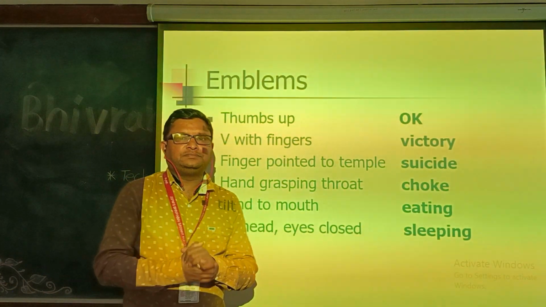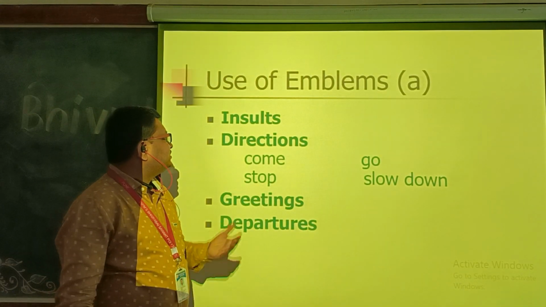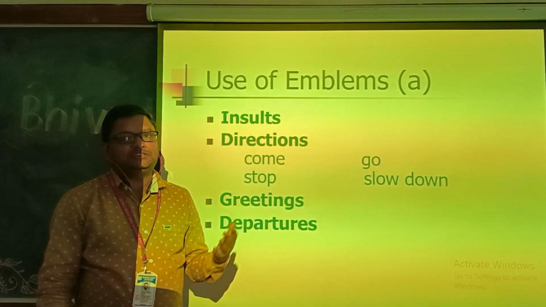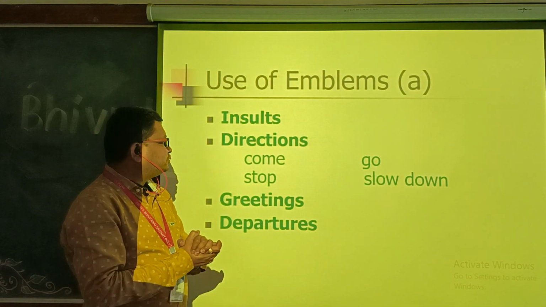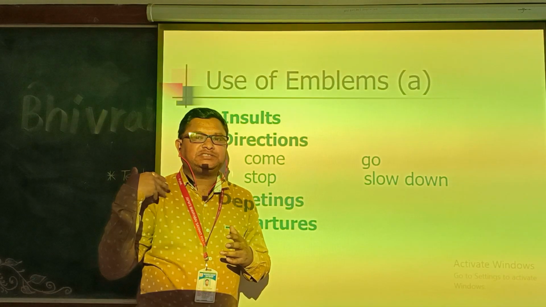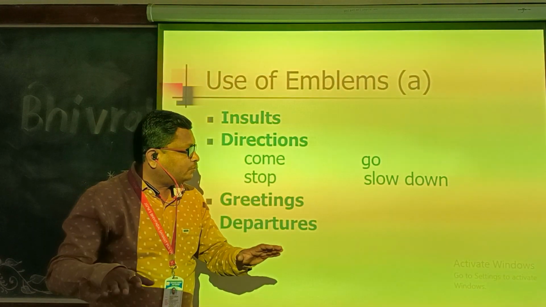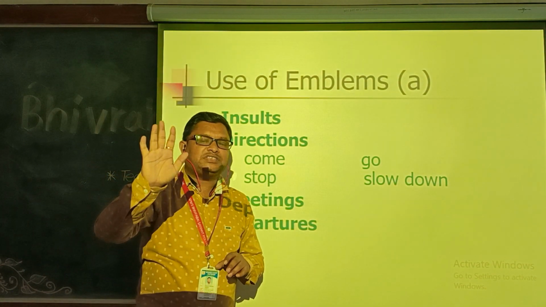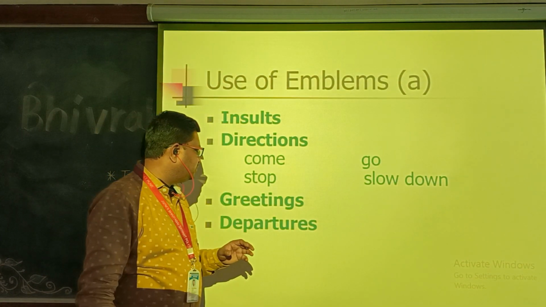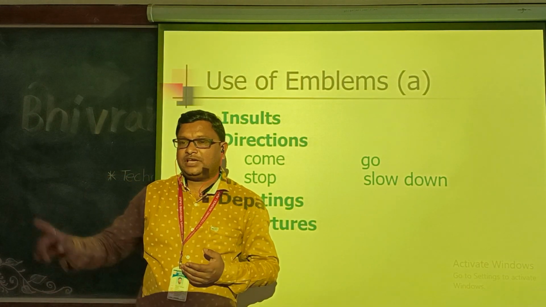Next slide, please. Let's see the use of emblems, how we can use insults and directions. Come and go, like we can use hand movement like this: come here, go there, slow down, stop. These are some expressions that are used. Greetings and departures also play a vital role over there. Next slide.